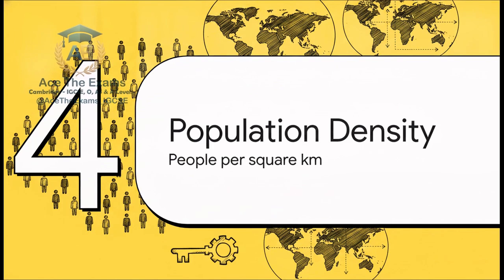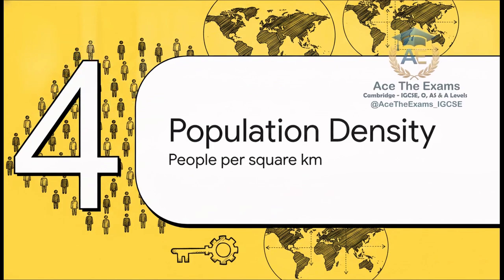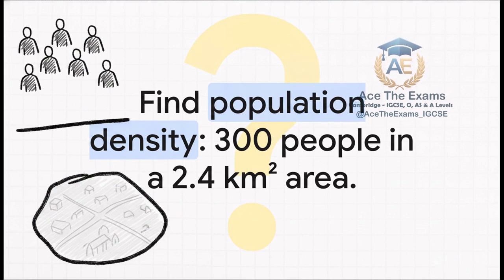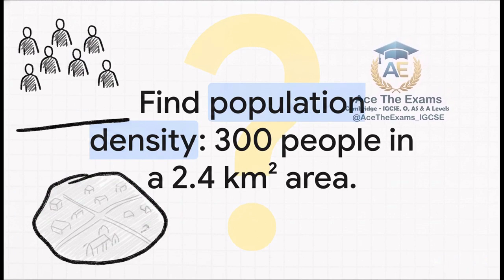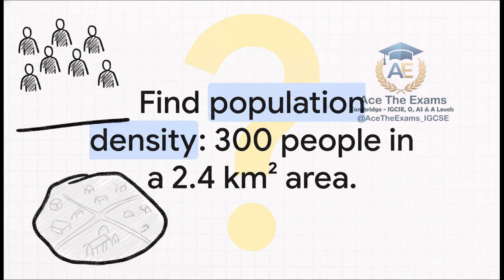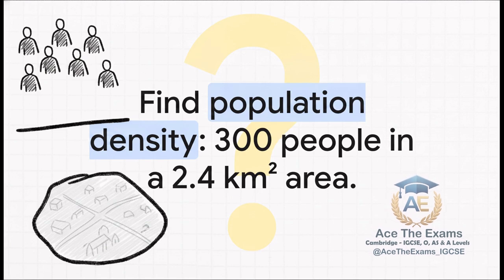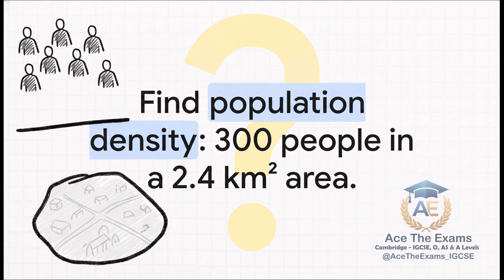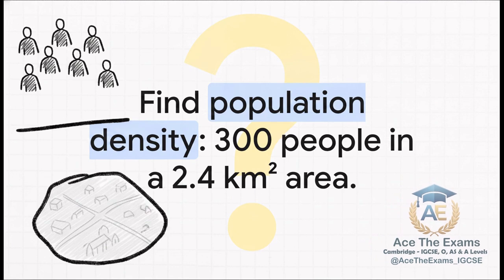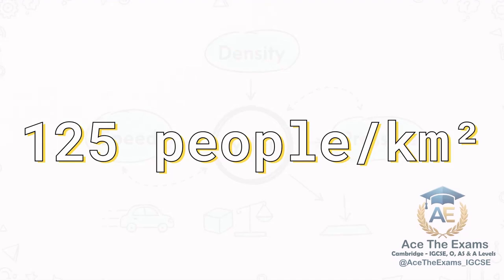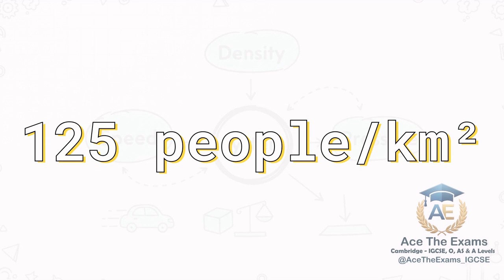Let's jump to Section 4, Understanding Population Density. Guess what? Population density is literally just another compound measure. It's just a way to measure how heavily populated an area is, taking the number of people and dividing it by the square kilometers they live in. Here's our source question. In a small town, 300 people live in an area of 2.4 square kilometers. Find the population density.